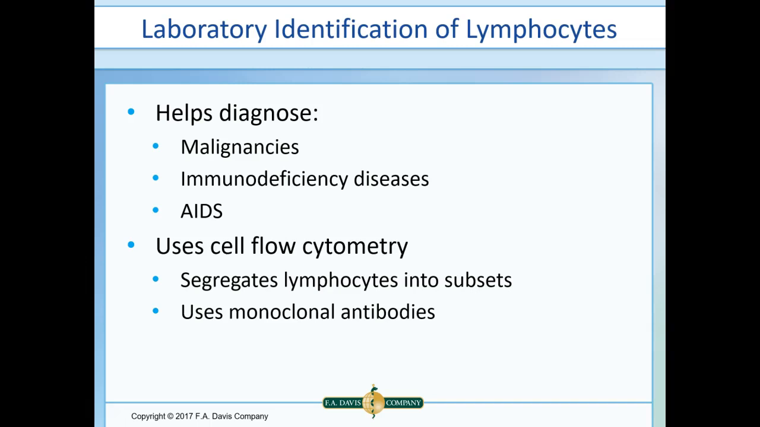We use flow cytometry to detect the different types of lymphocytes. It can segregate lymphocytes into different subsets, and we can attach monoclonal antibodies to certain types of lymphocytes and count them based on their exact type and subtype.